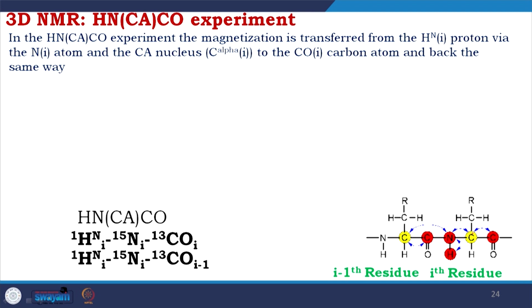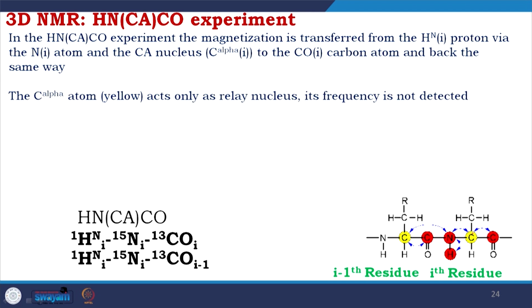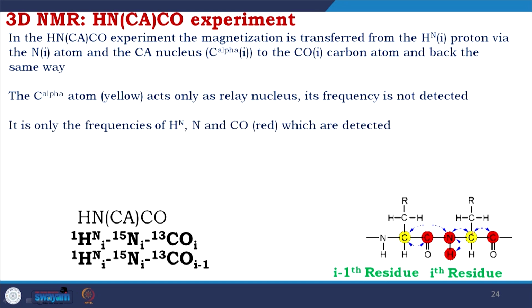So in the HNCACO experiment, the magnetization is transferred from the HNi proton via the Ni atom and the C alpha nucleus, which is the C alpha i, to the CO of the ith residue carbon and back the same way. The C alpha atom, which is highlighted here in yellow, acts only as a relay nucleus; its frequency is not detected at all. It is only the frequencies of HN, N and CO. So these ones are recorded. So two carbonyls are recorded.